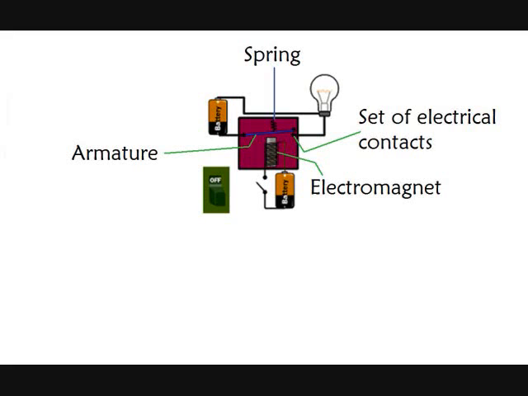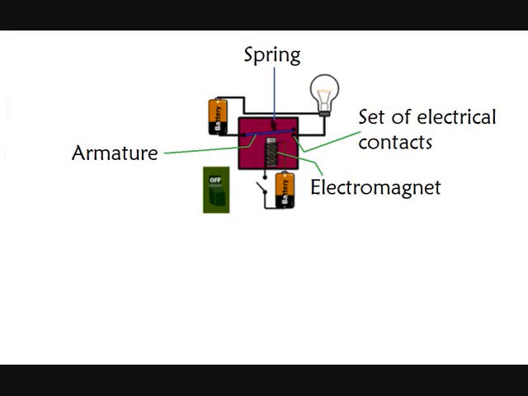Relays are amazingly simple devices. There are four parts in every relay: an electromagnet, an armature, a spring, and a set of electrical contacts. In this figure, you can see that a relay consists of two separate and completely independent circuits.